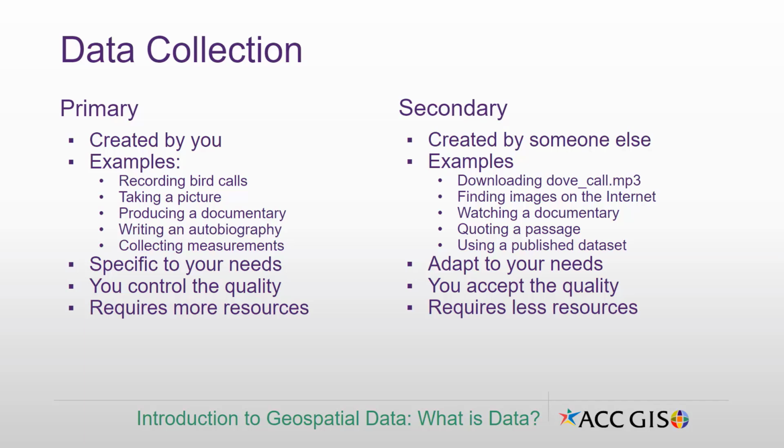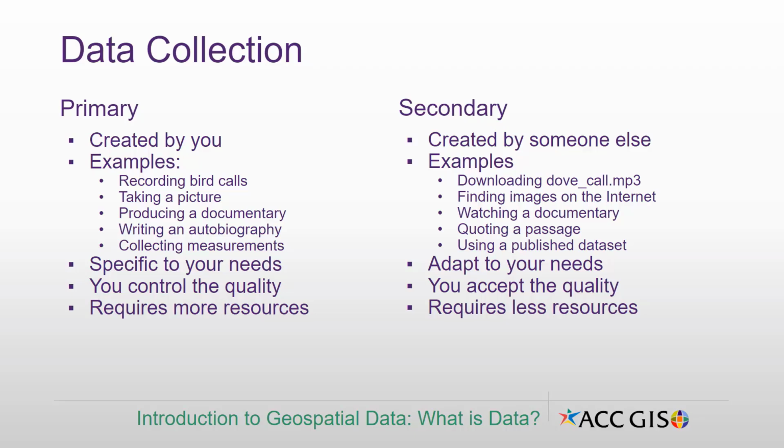Same goes for taking a picture or producing a documentary or writing an autobiography. If I do that, that's primary data. But if I collect this data from the internet or from some other source, that's secondary data. Likewise, as GIS professionals, if we go out in the field and we collect measurements or data, that's primary data collection. But if we're using a published data set, say from the census or FEMA, that's a secondary data set.